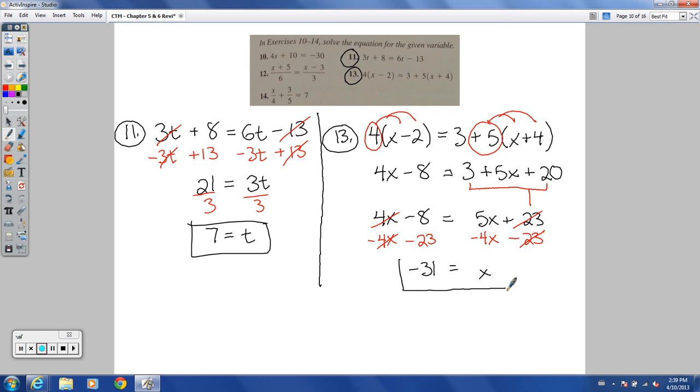I don't have to write the 1 in front. It's assumed it's a 1 if there's nothing there. That then would be your final answer. So number 13, x is negative 31. And again, you could plug that back in. I'll let you do that to verify that here. But I'm going to move on to numbers.